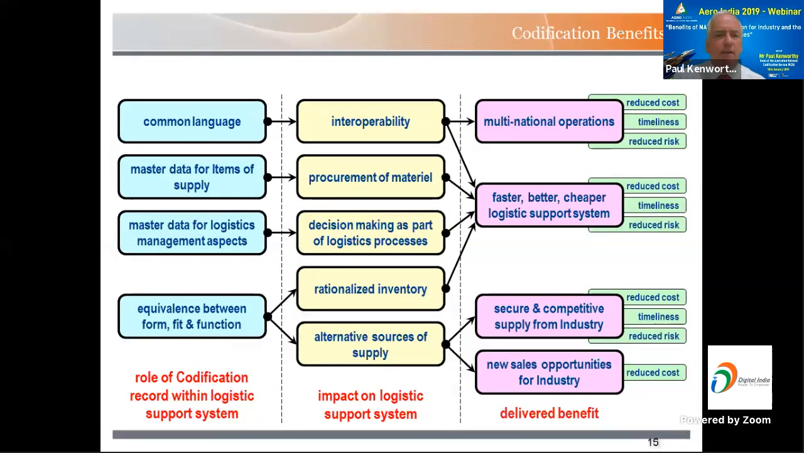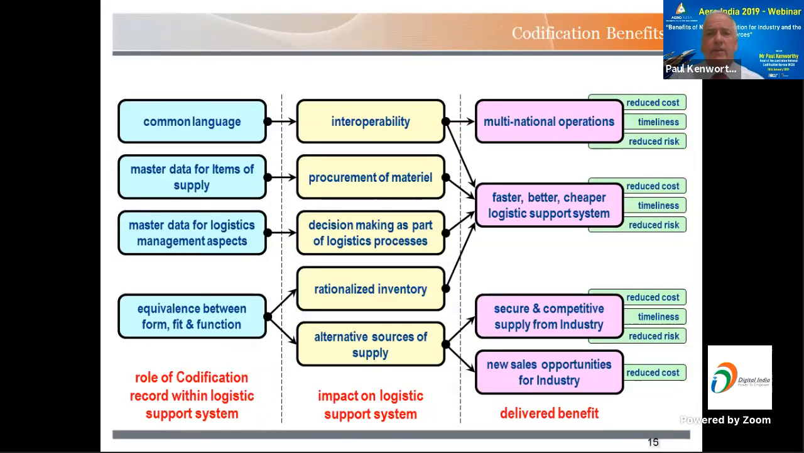So we codify a requirement, a user requirement, and that is done on form, fit, and function. Now, if you look down the left side of that column there, this is the role of the codification record within the logistics supply system. That is what codifying does for you. What impact does it have on the logistics support system?